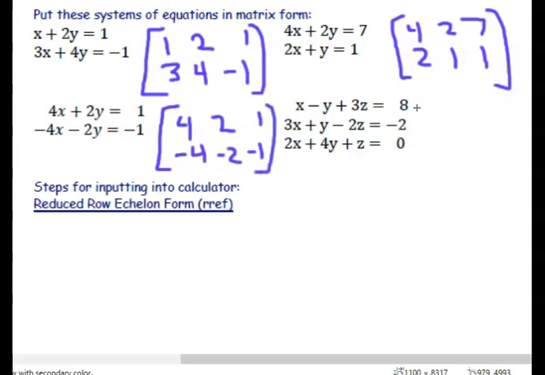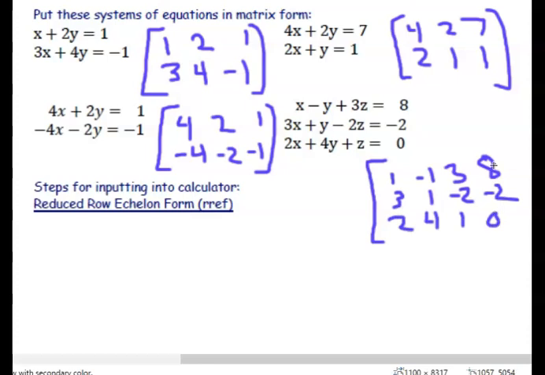And then we have a 3 by 4 matrix. So this would be 1, negative 1, 3, 8, 3, 1, negative 2, and then 2, 4, 1, 0. If there's ever an instance where one of the variables is not listed, like if there's no y's at all in the third equation, you would just put 0 instead.